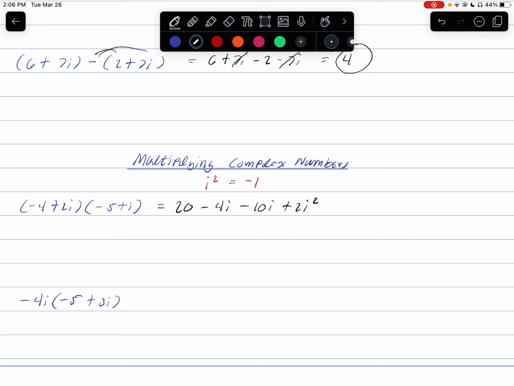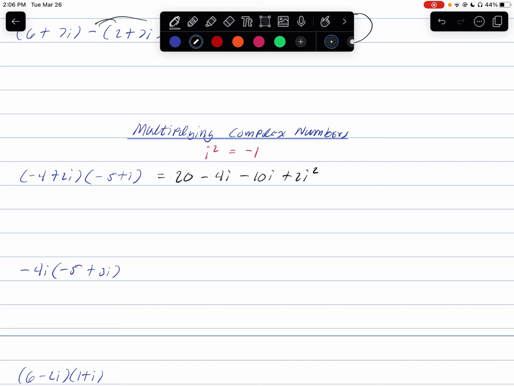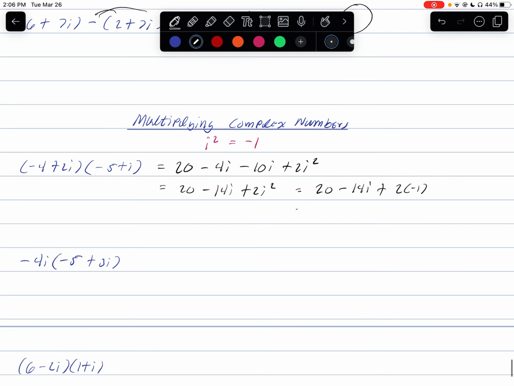Okay, and now let's see if we can simplify this. So we can start by combining like terms. So we'll have 20 minus 14i plus 2i squared. But remember, i squared is equal to -1. So this is actually 20 minus 14i plus 2 times -1, or we have 20 minus 2, however you think of that. So we'll have 18 minus 14i. And that's going to be your answer.